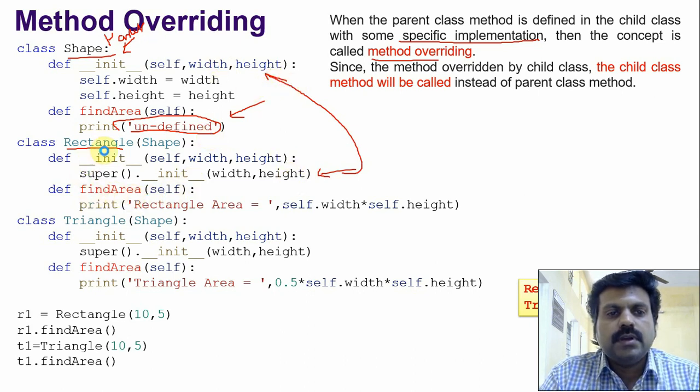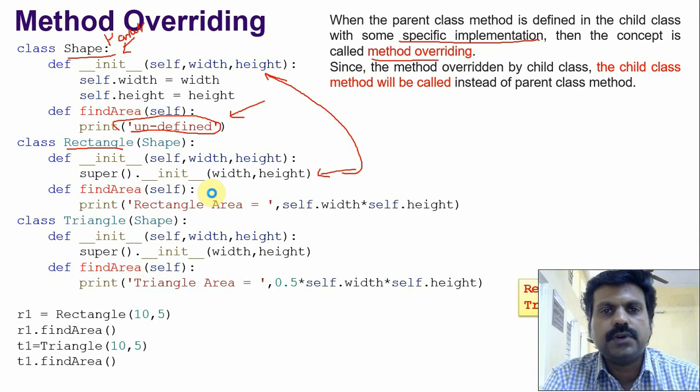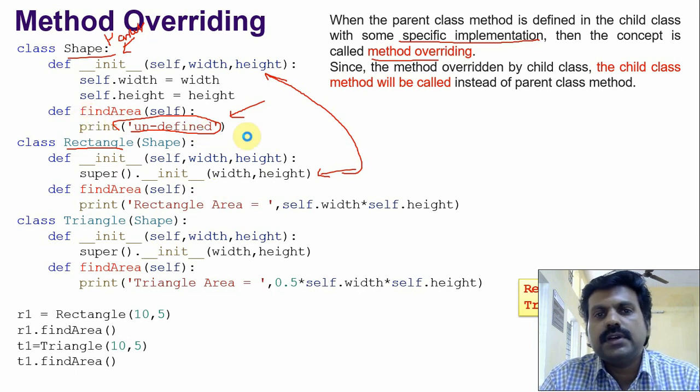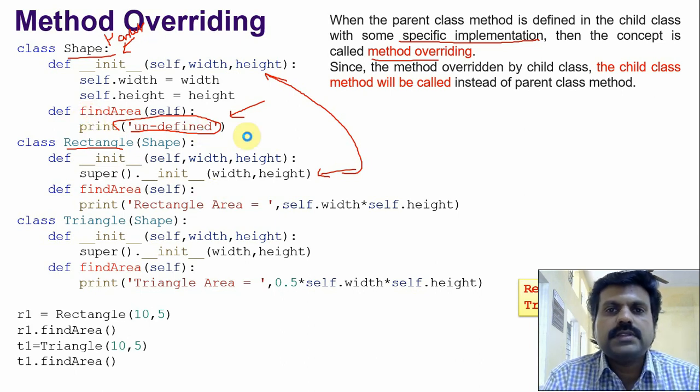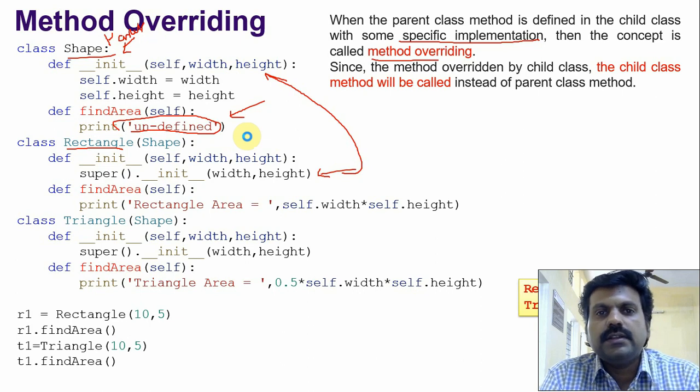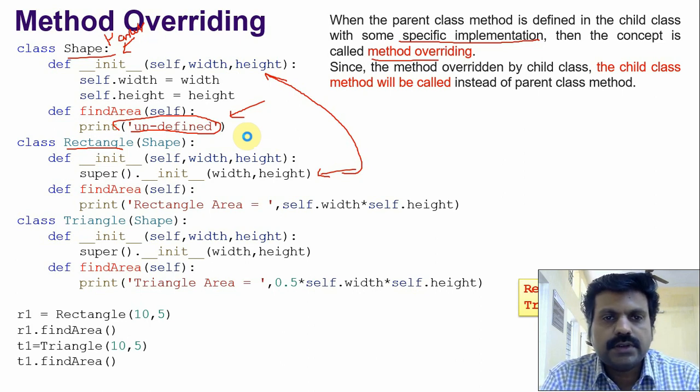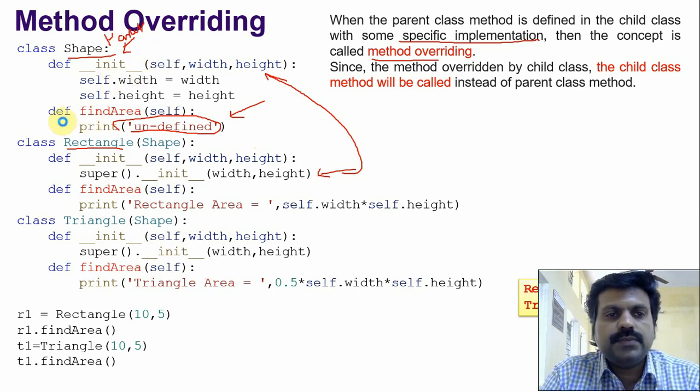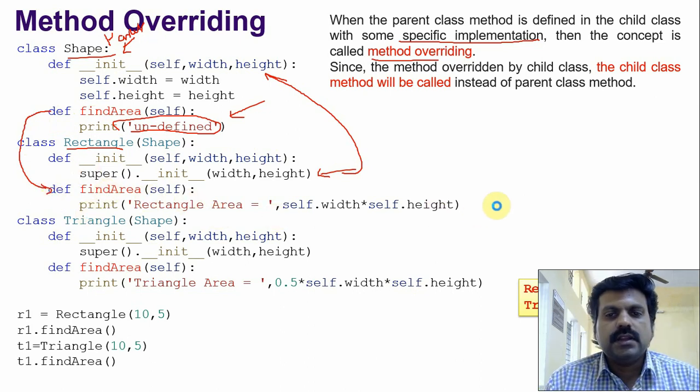Now for rectangle area calculation, we know the formula, right? If I use the inherited find area function as it is, I'll get the output as undefined. I am expecting the proper rectangle area calculation, so for that we need to go for method overriding. This find area function we have to re-implement in the child class. See here, the logic I have changed: I am displaying the rectangle area as self.width times self.height.